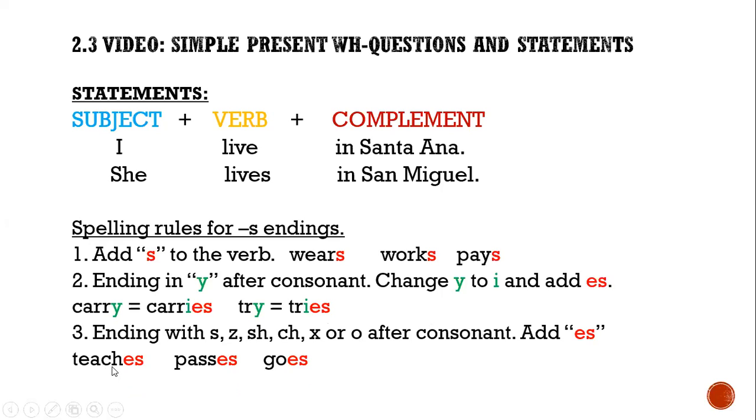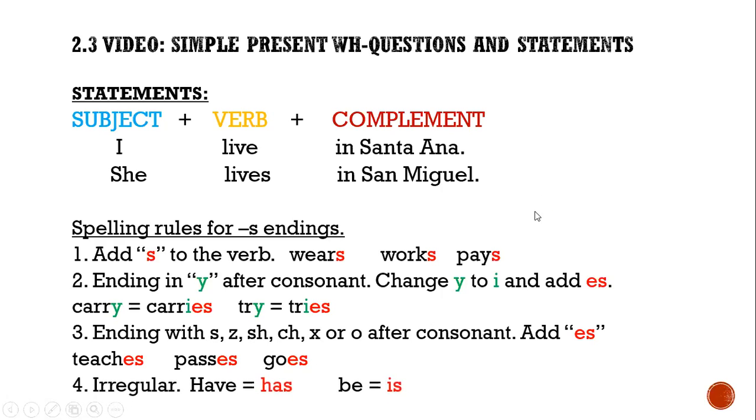Teach. ¿Con qué letra termina teach? Enseñar. CH, right? So we're going to add the ES. Teaches. Pass. Pasar, right? It ends with an S. So passes. Go, it ends with an O, right? So we say goes.